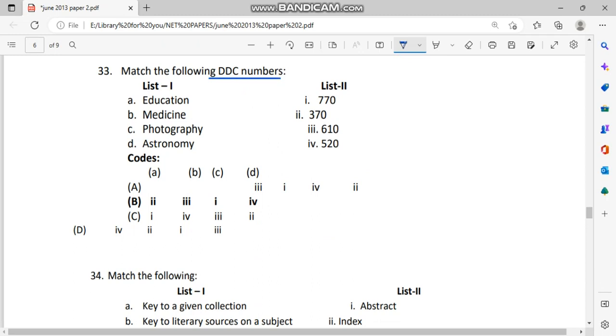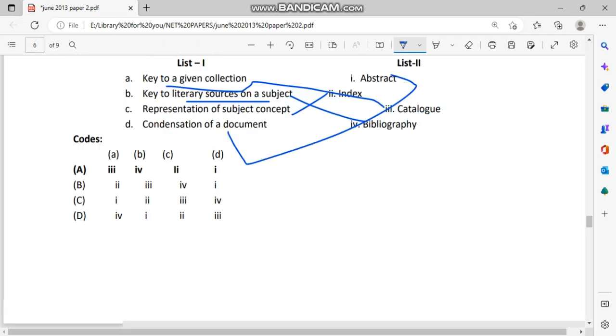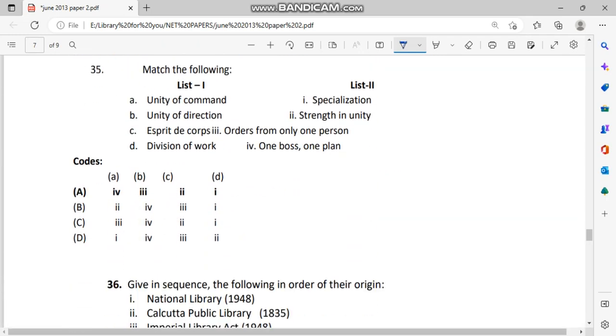Match the following DDC number. Education that is 370, medicine that is 610, photography related with 770, and astronomy with 520. A key to a given collection, that is catalog. A key to literary source on a subject, that is bibliography. Representation of subject concept by index. Condensation of document, abstract.